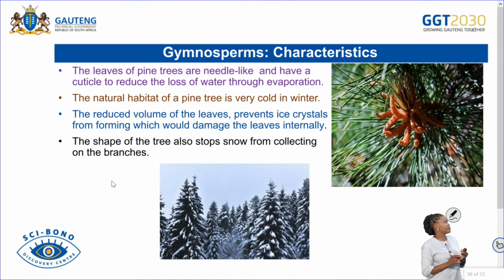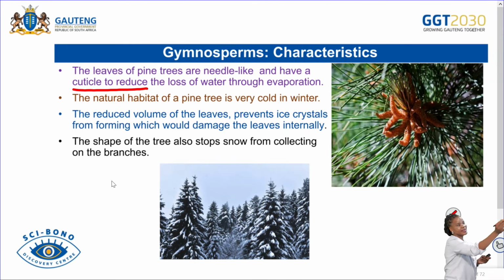So the leaves of the pine trees are needle-like and they have a cuticle to reduce the loss of water through evaporation. In other words, these needle-like leaves also have a cuticle, and we know by now that the function of the cuticle is to prevent loss of water. In other words, all these leaves have cuticles. So the leaves of the pine trees are needle-like.